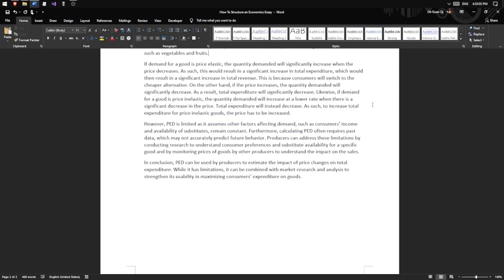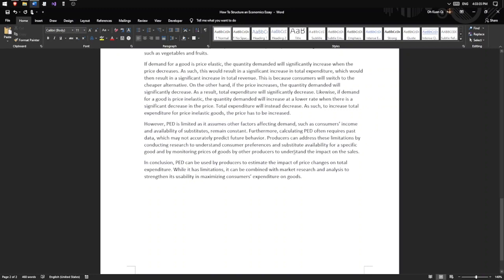So here, what I mentioned is that, let's say we're talking about a price elastic good. When the price decreases, the quantity demanded will significantly increase. You could draw a graph and draw the elasticity like a less steep downward sloping curve, and then you'll be able to explain that when there's a slight decrease in price, there will be a significant increase in the quantity.